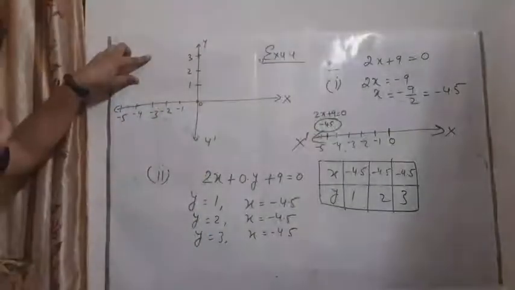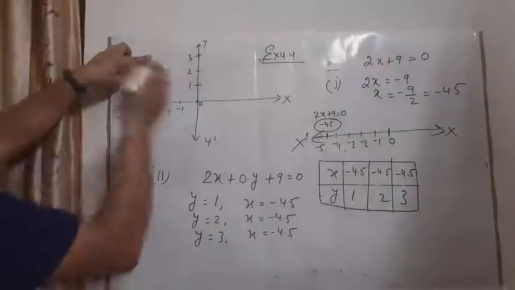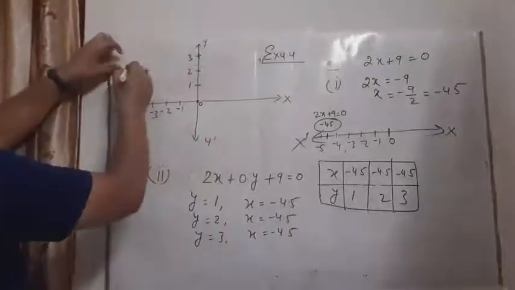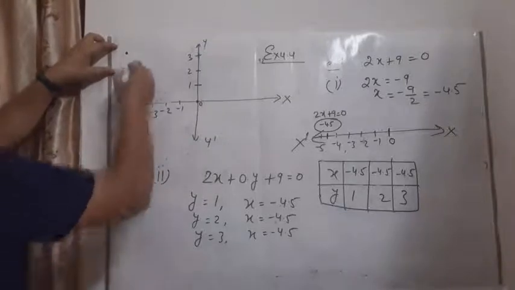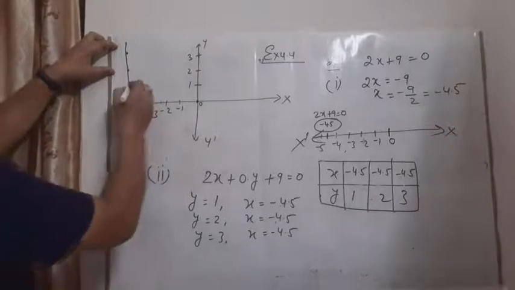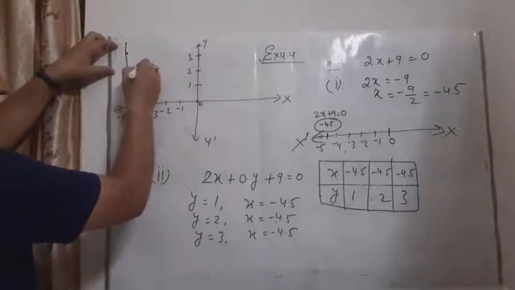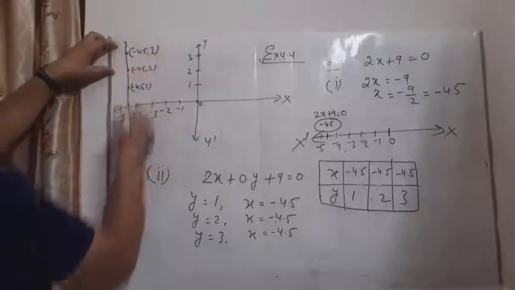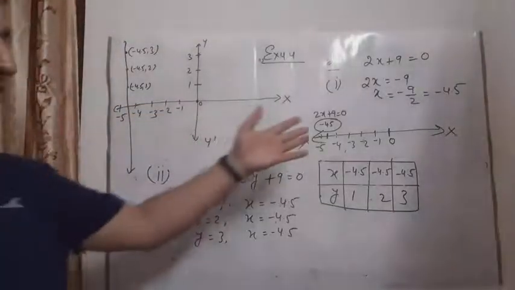Now we have to show it in graphical representation. When y is equal to 1, the value of x is minus 4.5. When y is equal to 2, this is minus 4.5. When y is equal to 3, this is minus 4.5. Join these points like this. You can write the points as minus 4.5 comma 1, minus 4.5 comma 2, minus 4.5 comma 3. So students, this is the graphical representation of this equation in one variable and two variable.